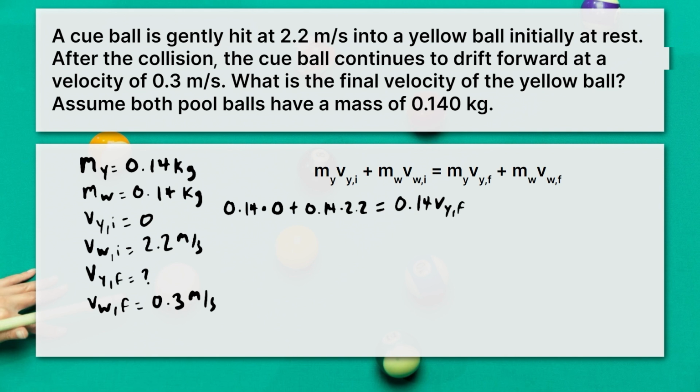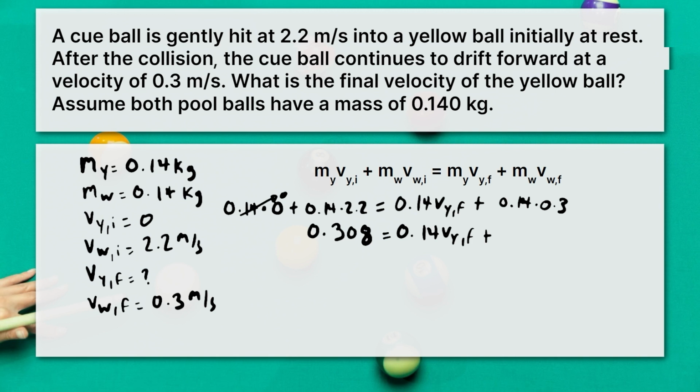That's actually what we want to find, so we'll leave that as a variable. Plus the mass of the white ball, which is, again, for the last time, 0.14, times the velocity of the white ball finally, which is 0.3. So that's what it is at the end of the problem. All right, that's a lot. Let's start to simplify. Well, conveniently, this whole thing goes to 0 because it's multiplied by 0. And then 0.14 times 2.2 gives me 0.308. That's all equal to still my 0.14 times velocity y final plus 0.14 times 0.3.